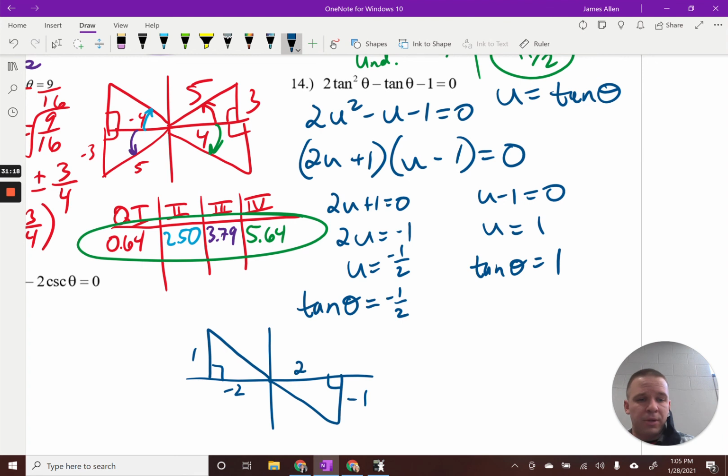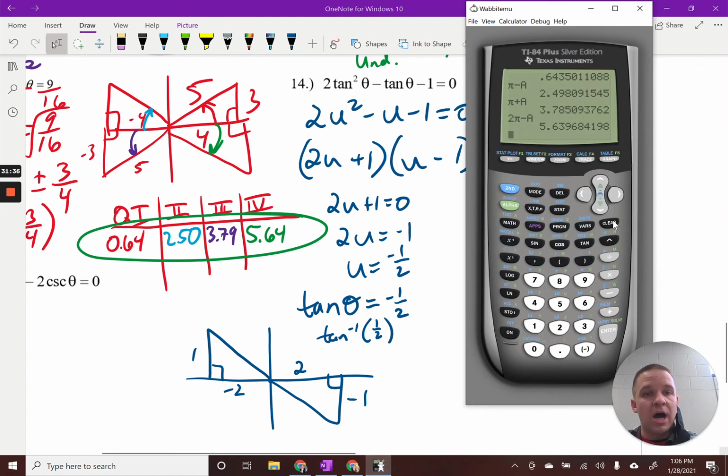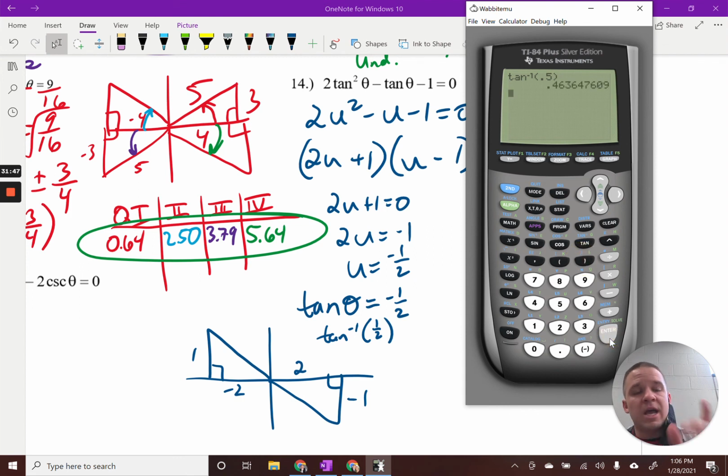So what I'm going to do, because if I plug this in as tangent inverse of -1/2, I'm going to get a negative angle of rotation, and then I'll have to interpret it accordingly. So I'm just going to go tangent inverse of +1/2. It'll give me my first quadrant answer, which is not the answer I want, but it'll give me my reference, and then I can use that accordingly to position in the second and the fourth quadrant. So if I do second tangent and I do 0.5, I get 0.4636. That is my reference angle.